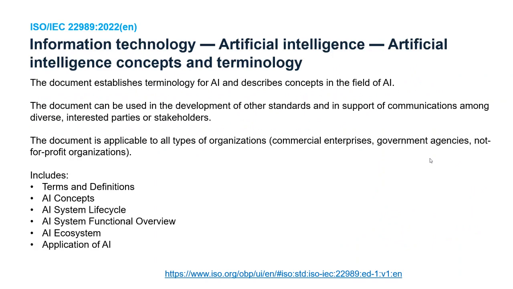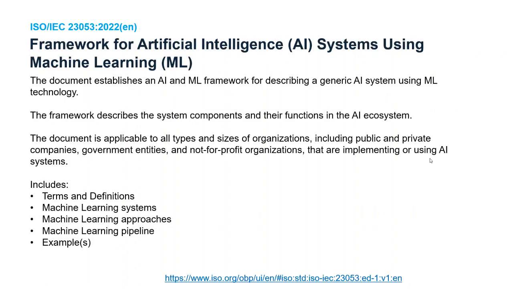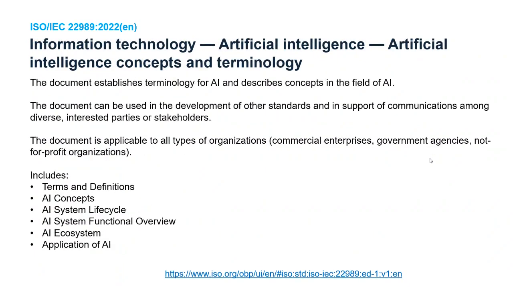There's a lot in this document. We start with terms and definitions. So the really simple ones: what is AI? What is data? What is machine learning? What is trustworthiness? All of these sort of terms that are AI related or machine learning related. Then the document will talk about AI concepts.